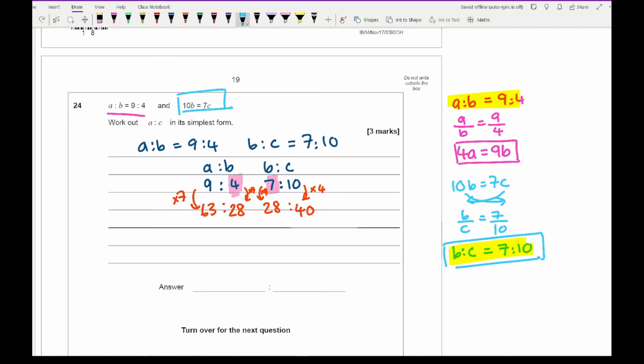And so now, because the B's are the same, I can now compare the A's and the C's. So therefore, the ratio of A to C is going to be in the ratio of 63 to 40. Does that simplify? No. So there is my final answer.